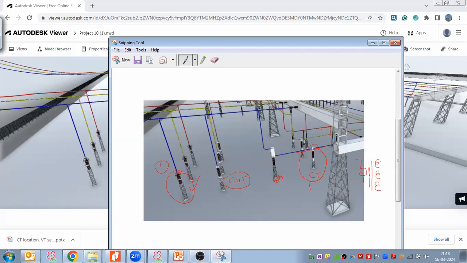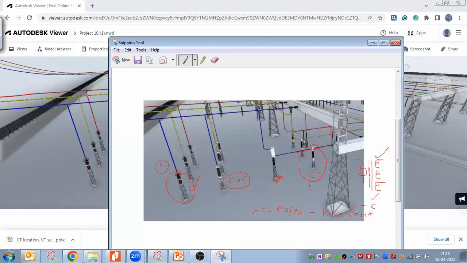So we have discussed what type of core we use, what should be the number of cores based on the voltage level, and each core selection and their rating calculations. Last class we discussed the PS core or PX core, and their knee point voltage calculations. This is what we discussed in class day number 13, correct?